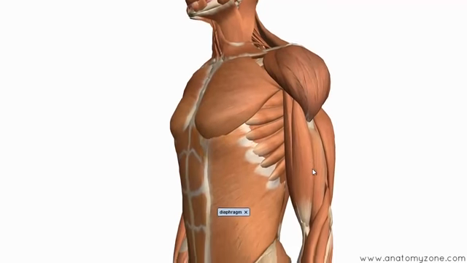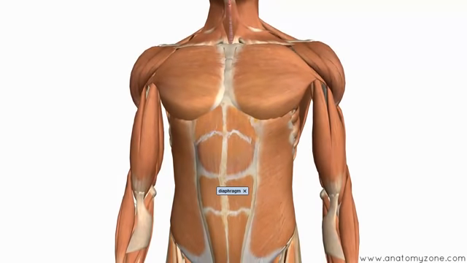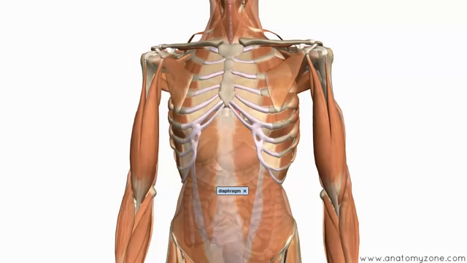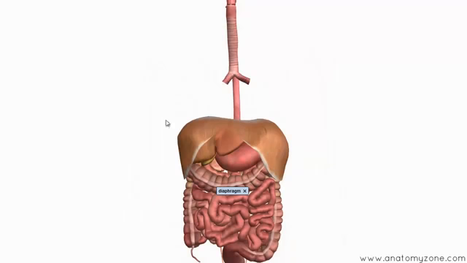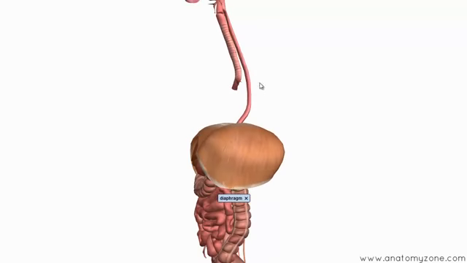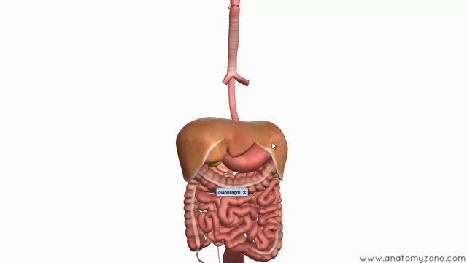So I've just brought in the muscle layer because I just want to remove it to show you where the esophagus passes through into the abdomen. If I gradually remove the muscle layer and, actually, the skeleton as well, you can see that the esophagus passes through the diaphragm. This is this kind of dome-shaped muscle which helps in respiration. And it passes through the esophageal hiatus in the diaphragm to enter into the abdomen.